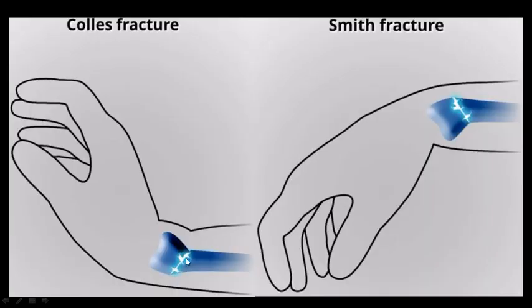This is a diagram showing Colles and Smith fractures. Here are the fractures at the distal radius metaphyseal region with a degree of impaction. Here is a dorsal angulation for Colles fracture and volar angulation for Smith fracture. And there is no extension to the wrist joint for both.